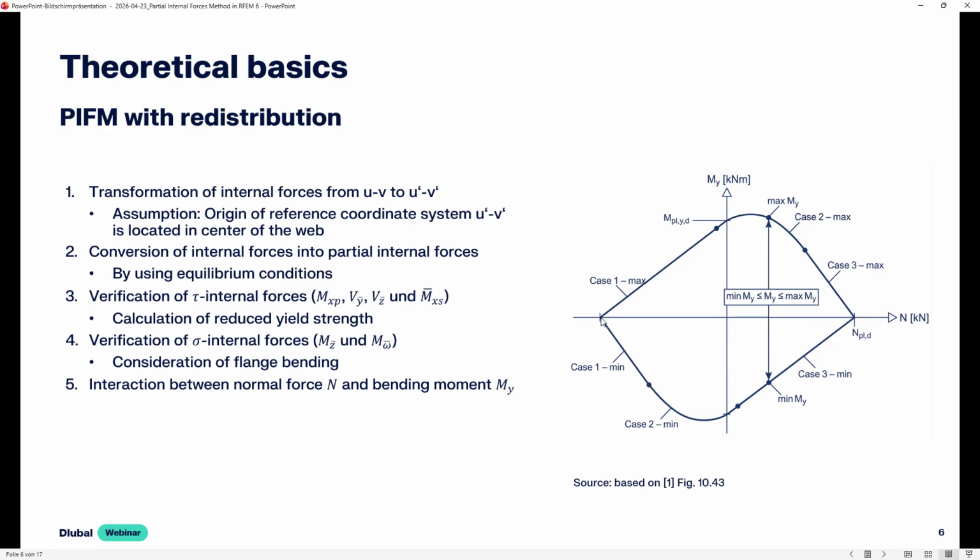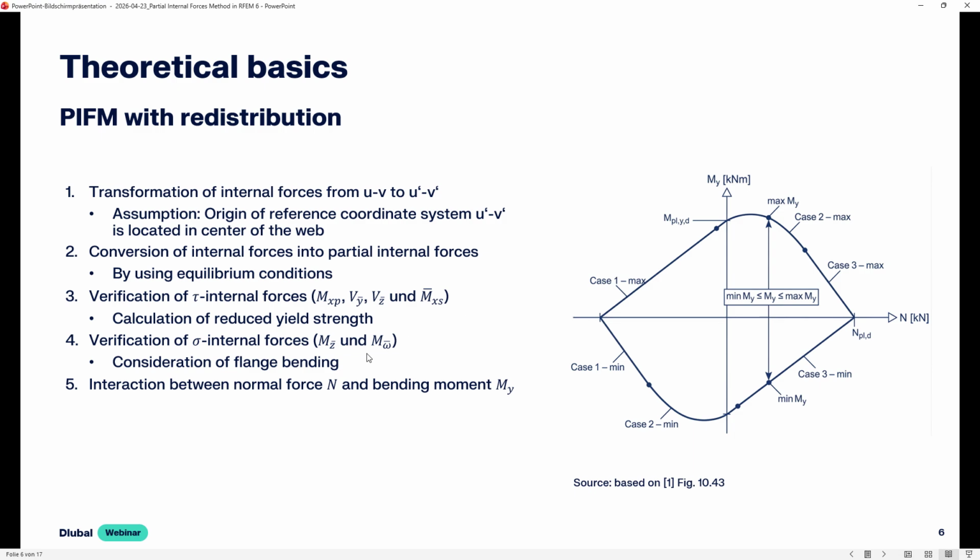This can be found out based on the normal force and the bending moment. We have a design bending moment and a design normal force, and these two together will lead to a location on this graph. The last thing we have to do is find out if we are inside of this area or outside of this area. If we are inside, then our design check of the PIFM is finally fulfilled and everything is okay. If we are outside, then it's not fulfilled and the design ratio will be higher than 1, or higher than 100%.